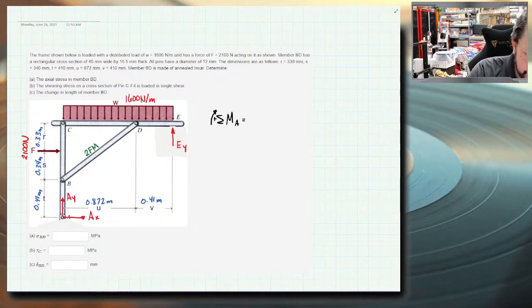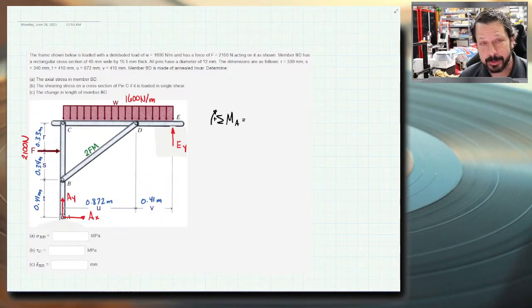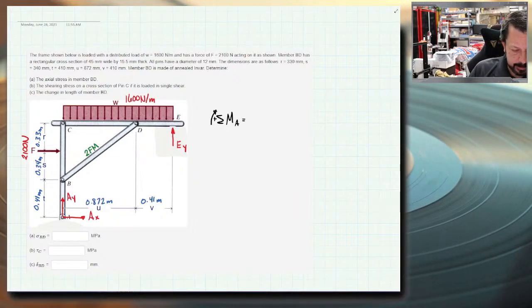All right. So let's go to moments about A for our entire free body diagram. AX and AY do not create moments about A. That's the same thing as trying to open a door by pushing on the hinge. Your line of action for the force you're applying to the door intersects the hinge, which does not make the door rotate.